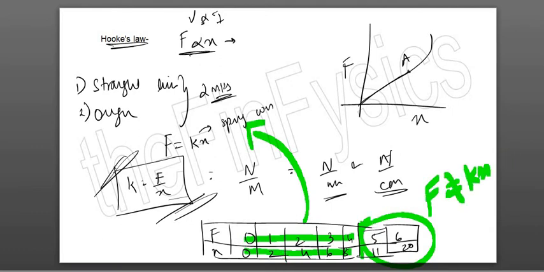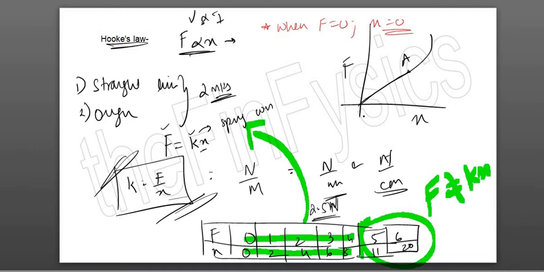Okay. Now, they will tell you to find the extension for 2.5 Newton load. So what you do, first you find spring constant. Okay, you take any two values, you find spring constant. Then you have K. You have F as 2.5. Get the value of X. Okay, what is important over here is to remember, when load is 0, extension is also 0. Okay, this is what you have to remember.